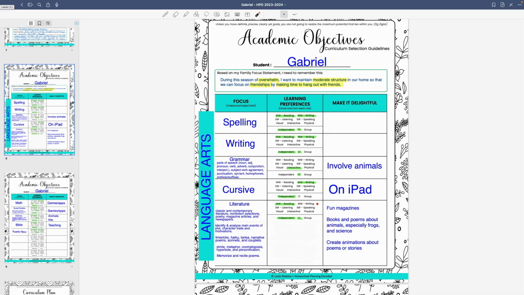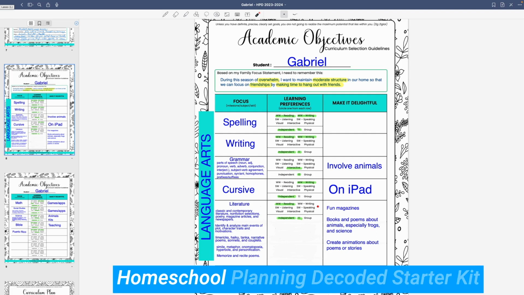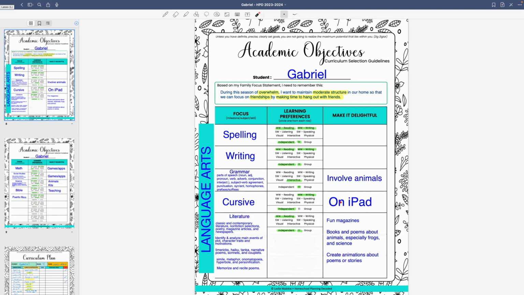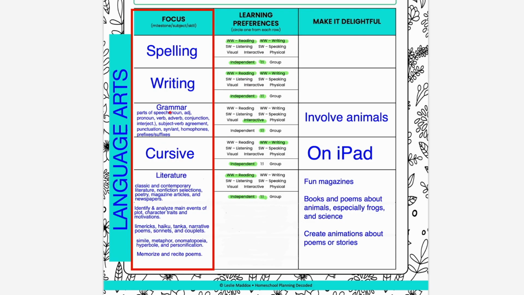So this is Good Notes, and this is a document where I put a few pages from my Homeschool Planning Decoded Starter Kit in order to do some of these planning activities and share it with you. So this is for my fourth grader, and I filled in this focus column right here by using the book Home Learning Year by Year and a little bit with the What Your Fourth Grader Needs to Know book from the Core Knowledge sequence of books.